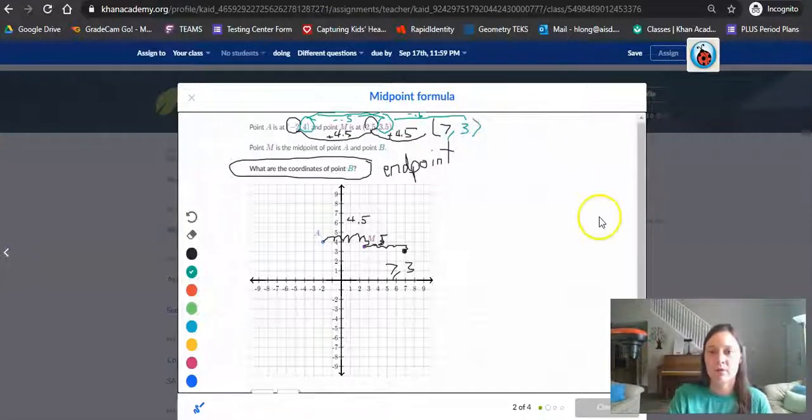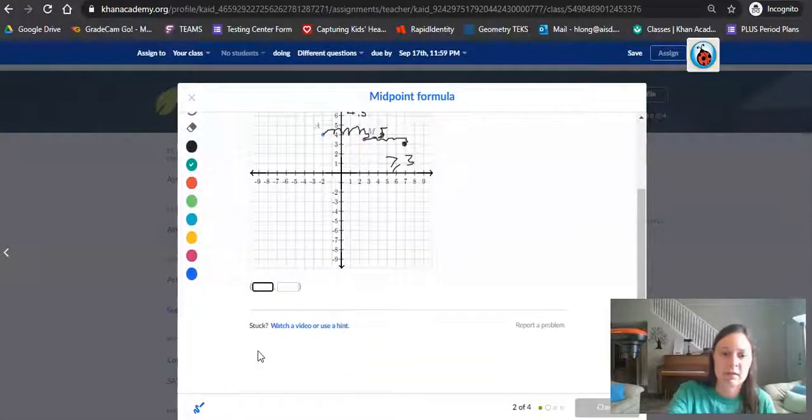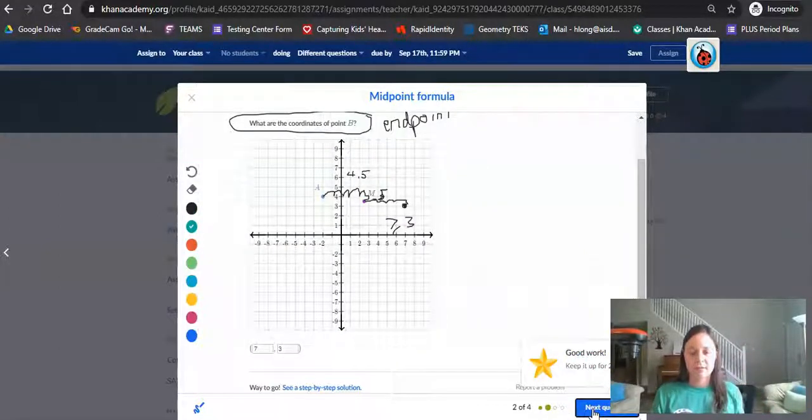Or I can plug it in and do the algebra, which I'm not going to do in this example. And so I just type in the 7 and the 3 and check. So that is your assignment. It's only 4 questions long, and so it should not take you long to complete it.